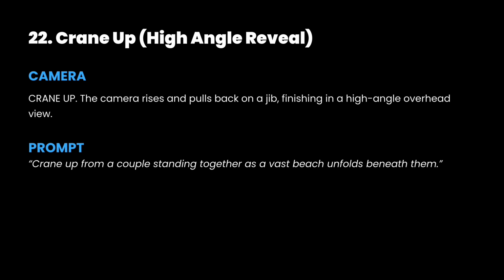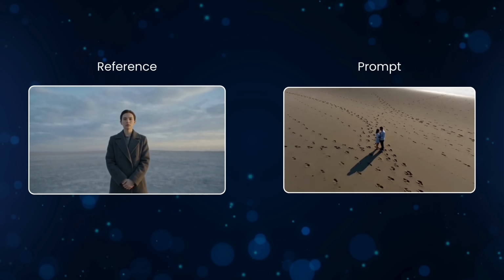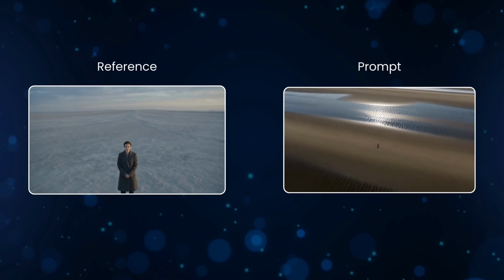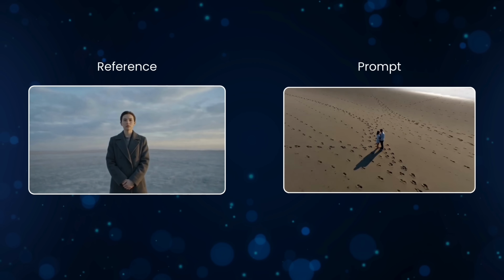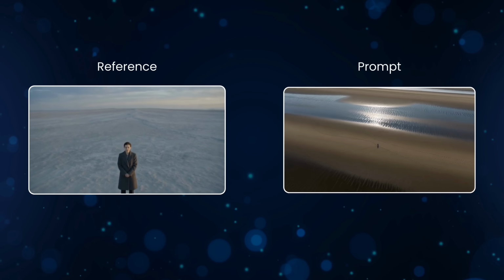Number 22. Crane up, high angle reveal. This upward retreating angle expands the viewer's awareness. It works because it transforms intimacy into scale, revealing context and emotional magnitude.